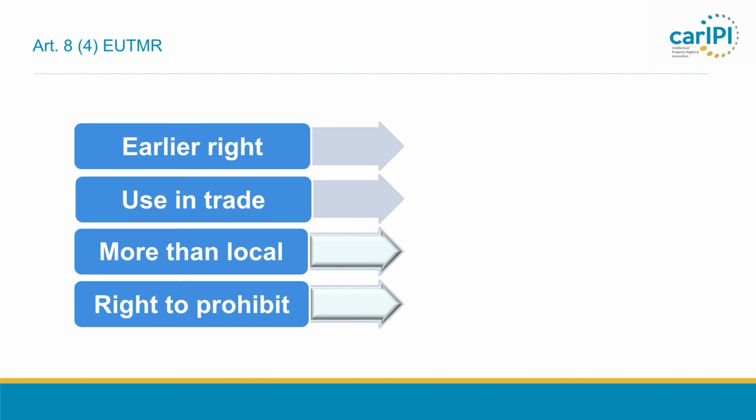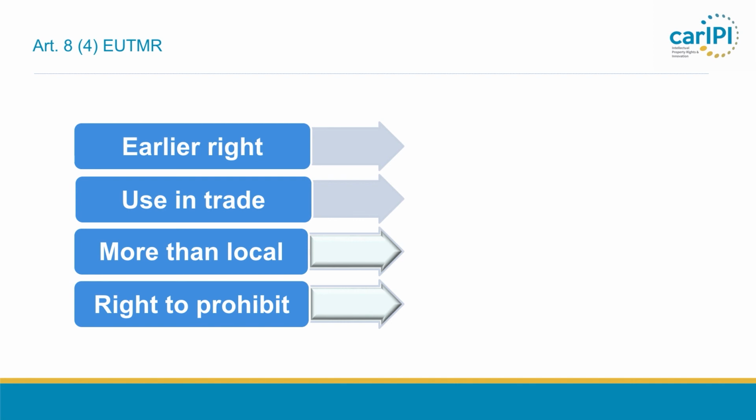The second one: they have to be used in trade, and this use has to be of a regional or local significance. This has to be a significant use, a use that justifies granting protection for this unregistered sign. And then the other requirement is the requirement of the national law, that on the basis of the national law, a person has the right to prohibit use of the subsequent sign on the basis of this one.